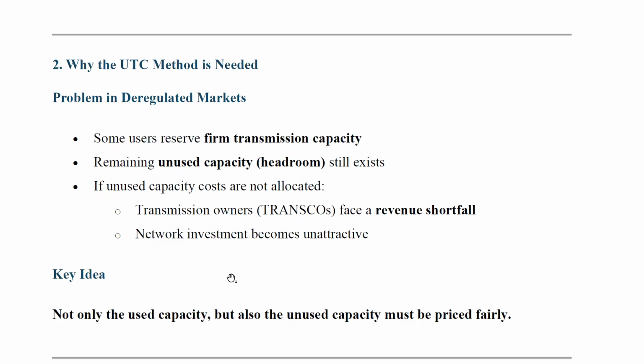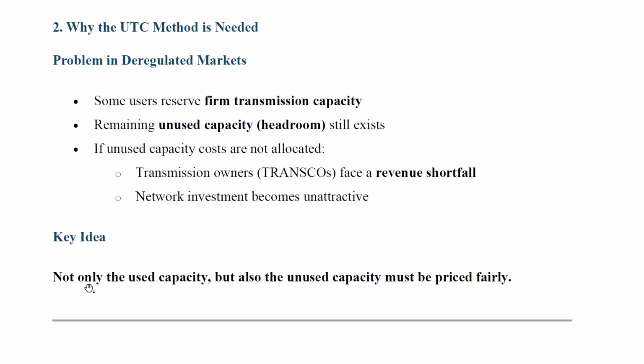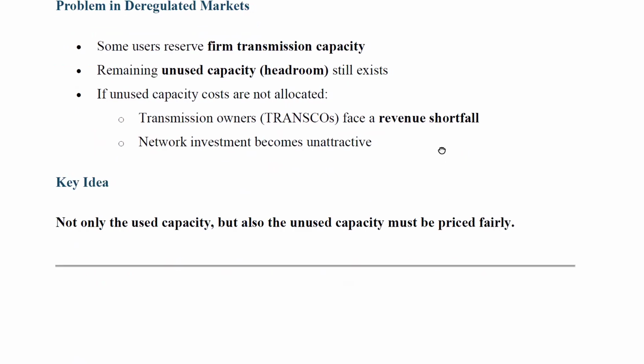So the key idea of this method is that pricing is not only allocated for used capacity, but unused capacity should also be priced fairly. Some amount should be kept for unused transmission lines also.